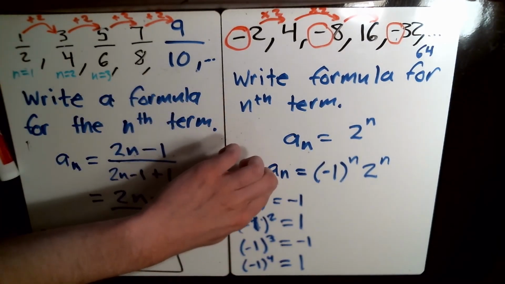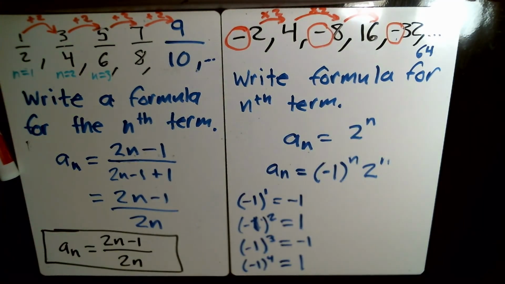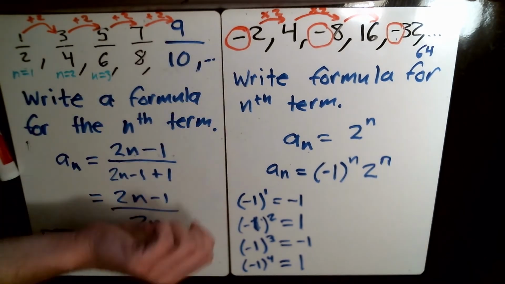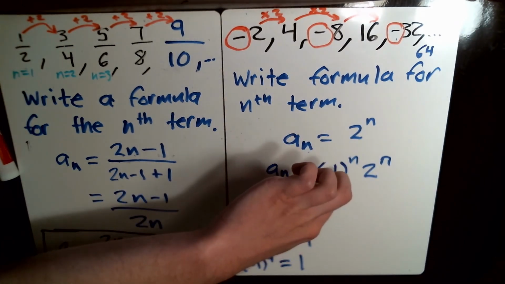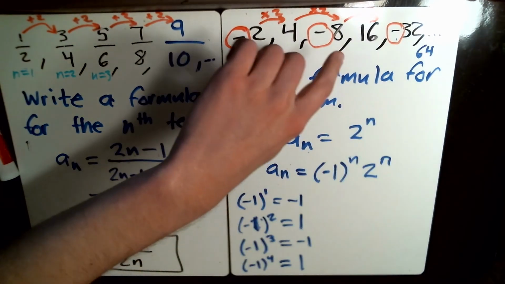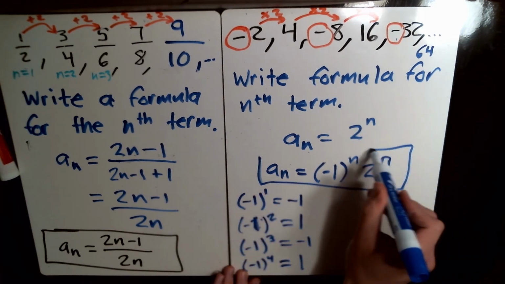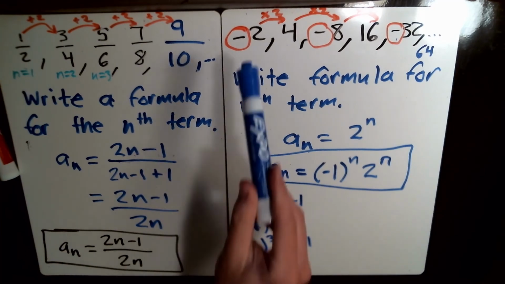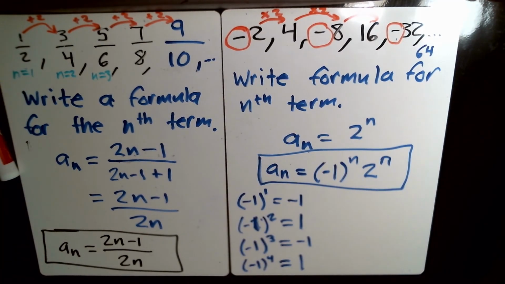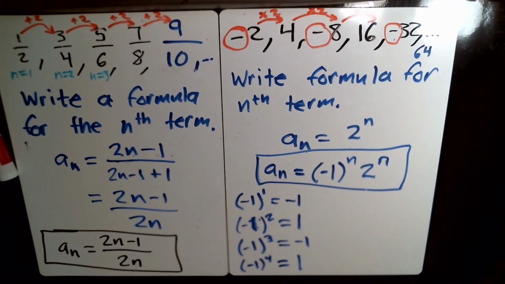When I plug in n equals 1, I get -1 times 2 to the 1, so -2, which is what I wanted to have happen. When I plug in 2, I get +1 times 2 squared, which is 4, so +4. And this works, okay? So my a sub n for this one would be -1 to the n times 2 to the n, okay? Again, where it's multiplying by the same thing every time, that's why you expect it to be exponential in nature, okay?